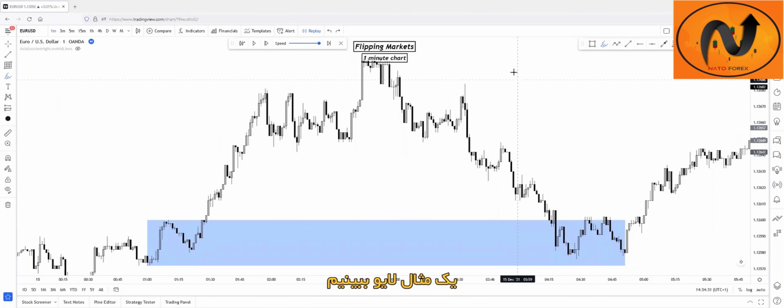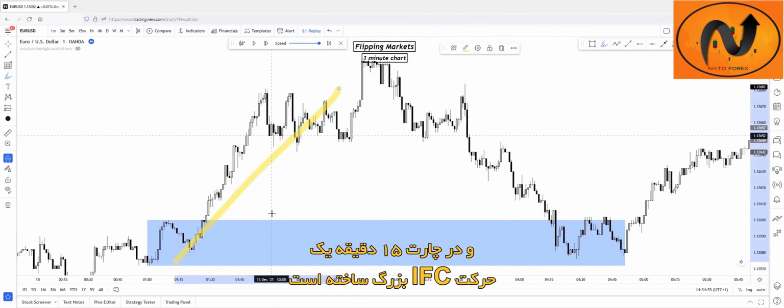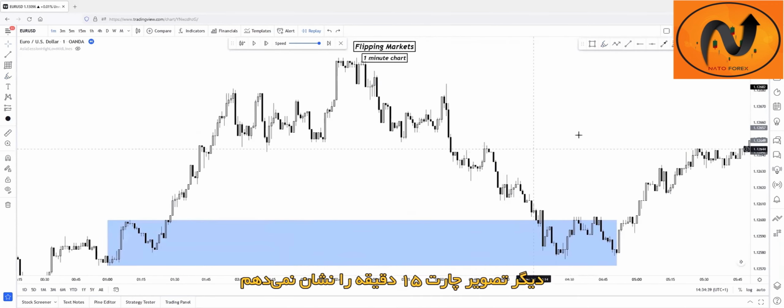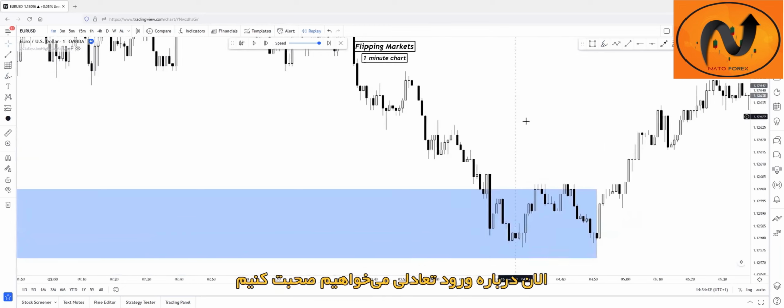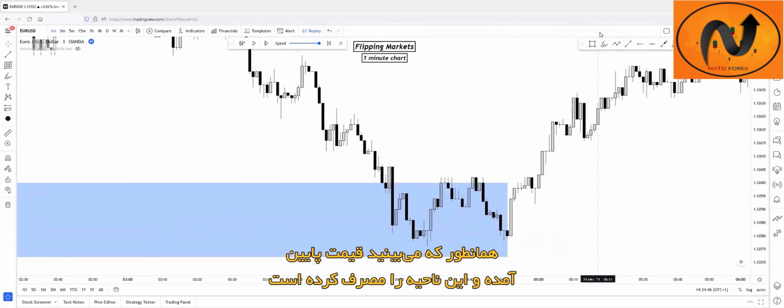Okay, let's see the live example. As you can see, price created this 15-minute demand zone right here that created a huge inefficient push to the upside on the 15-minute chart and broke some structure. I won't show you that zone on the higher timeframe chart because that's not really important right now. We will talk about the equilibrium entry. As you can see, price came back down to this demand zone, mitigated this demand zone.